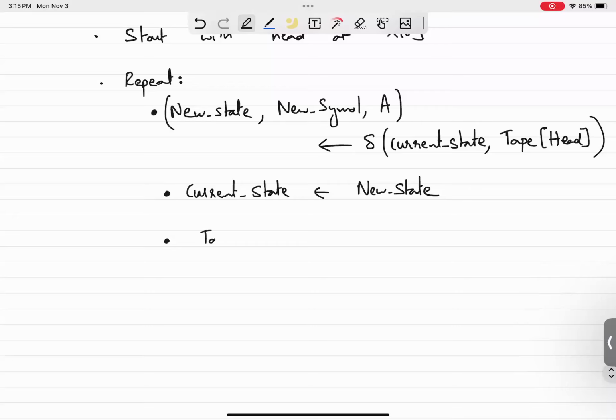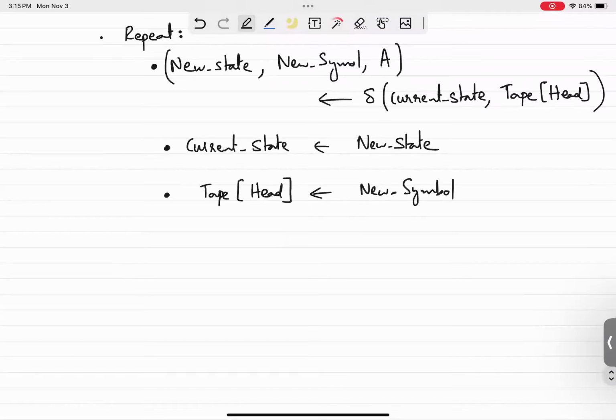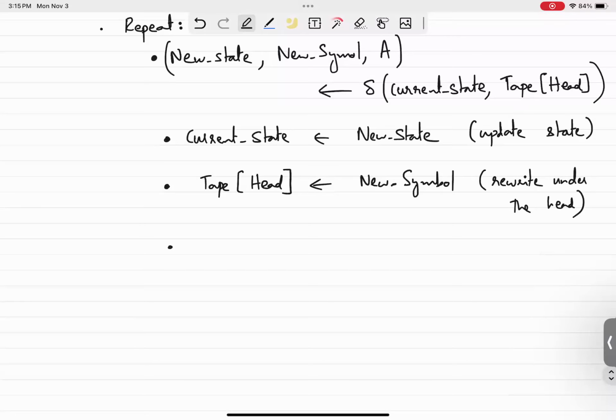And the tape head is going to be changed. Whatever is written on the tape at the head location is being overwritten. So this is to update the state, and this is to rewrite under the head. Right? And the third piece is to decide how the head moves. Okay, so we take an action.